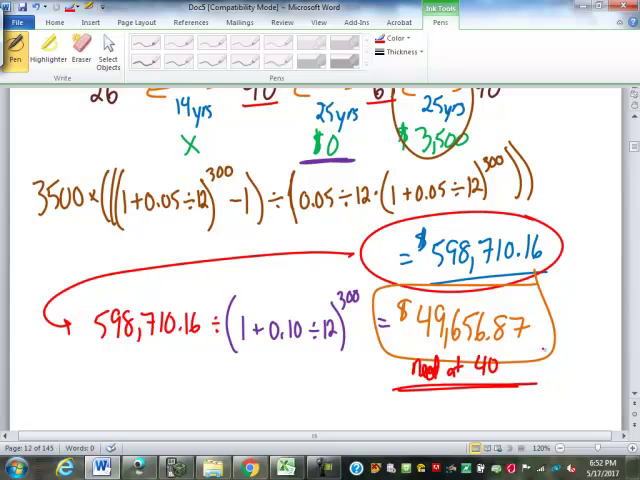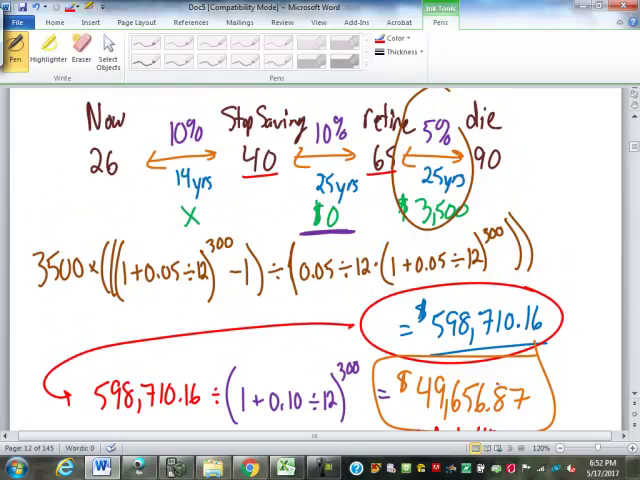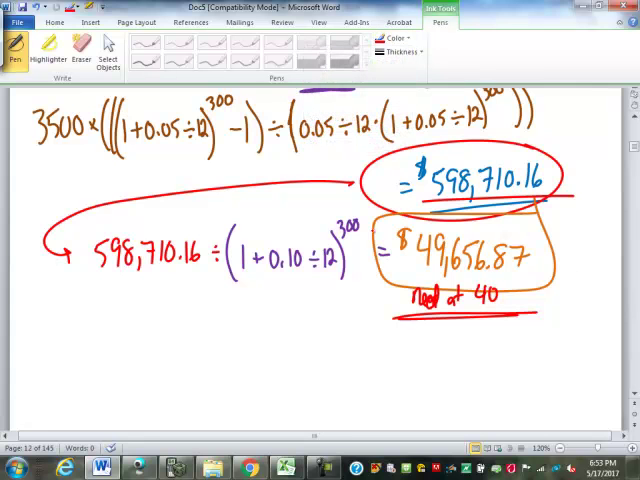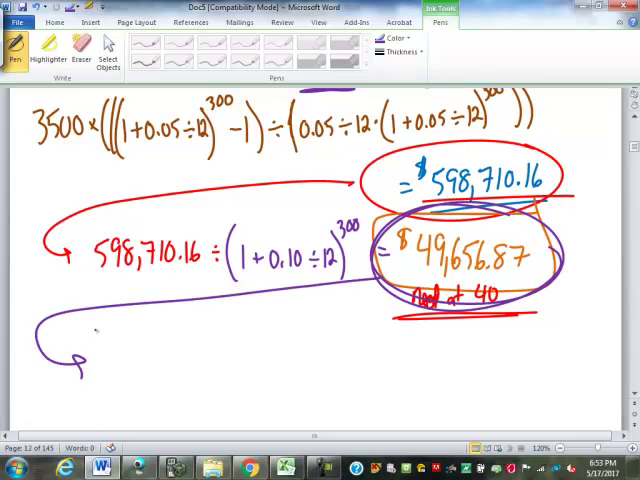If Pete has that much money in his account at 40, he can let it sit there and it'll give him the required amount at 60, which is the 598,000. But now we still have this 14 years to go back to age 26. So we're going to take this amount. We're going to start our next stage with it.